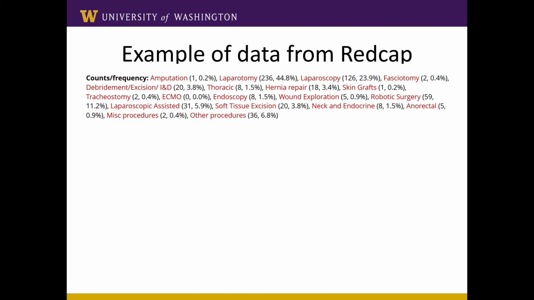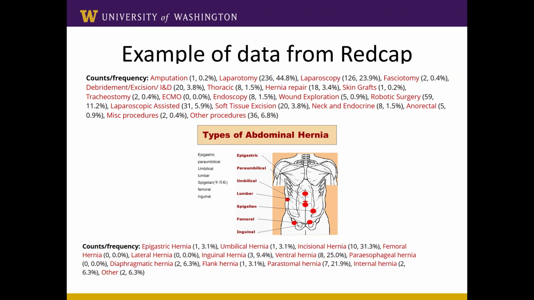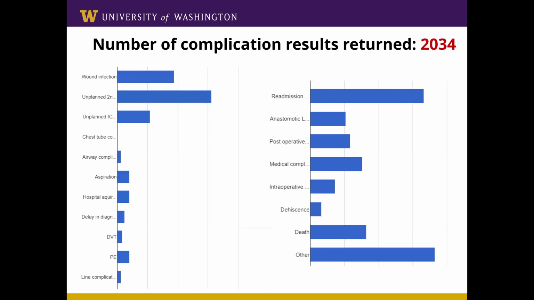Other examples: as you can tell, with general surgery, we have quite a variety of different procedures. We're trying to capture endoscopy versus thoracic versus laparotomies, laparoscopic, robotic. And if you dial down to something as specific as hernias, even the types of hernias are all captured in this database.